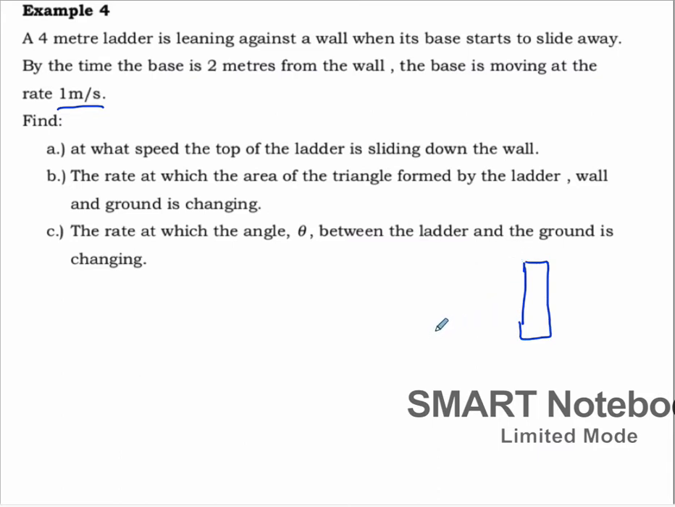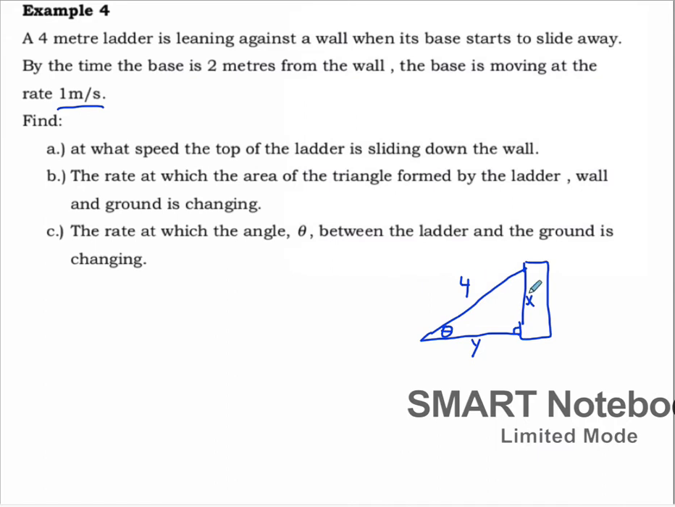Okay, so you have the ladder sliding down the wall. So we have this situation, it's like a little right triangle. We don't need theta yet, but let's put it in there. A 4-meter tall ladder, so this is a constant 4 meters. We'll call these x and y, because these are changing, they're not constant.